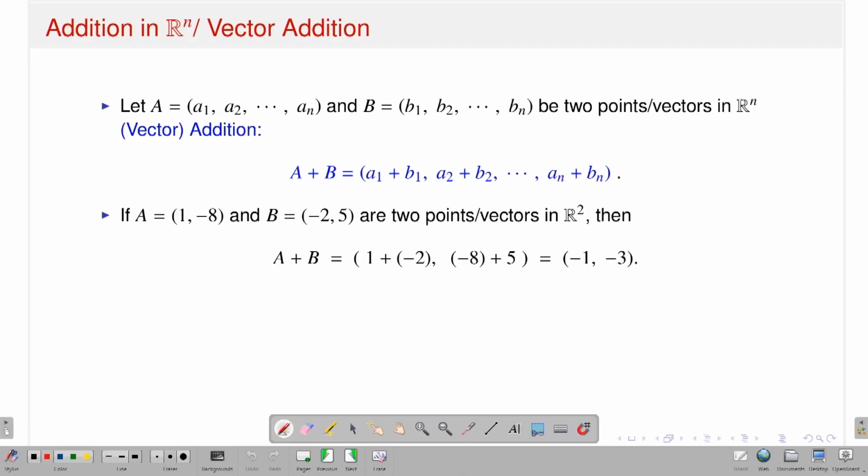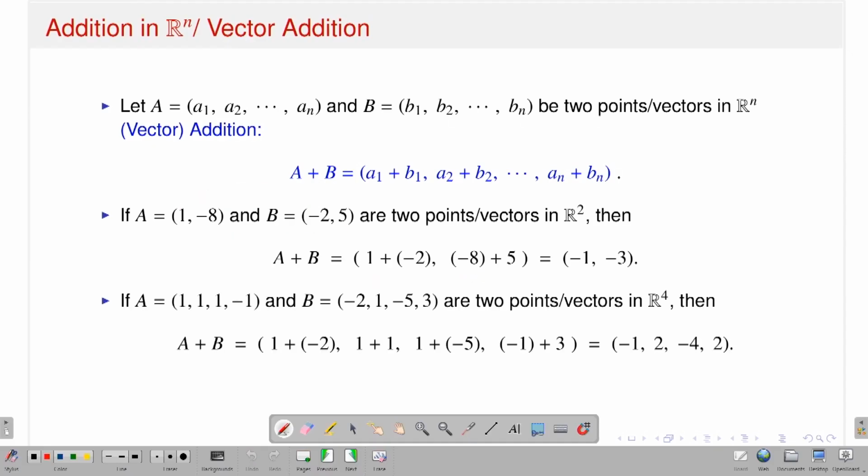For example, if I take A = (1, -8) and B = (-2, 5), these are two vectors in R2, then for A plus B, first I add 1 with -2, that is the first component, then -8 added with 5, that is the second component. So, the answer is (-1, -3). A plus B equals (-1, -3).